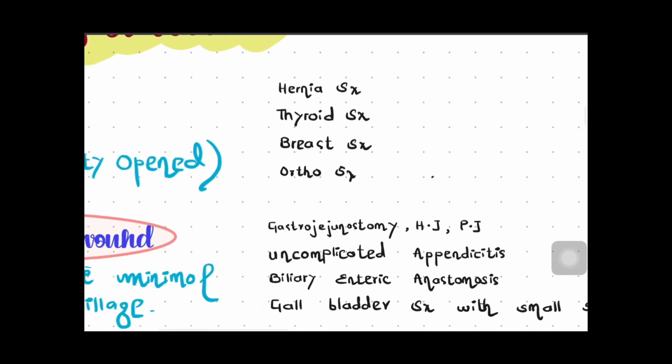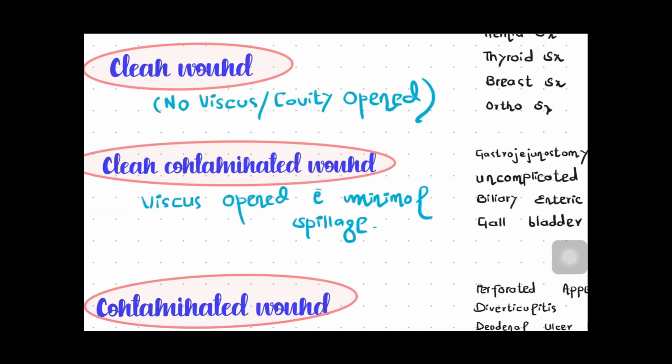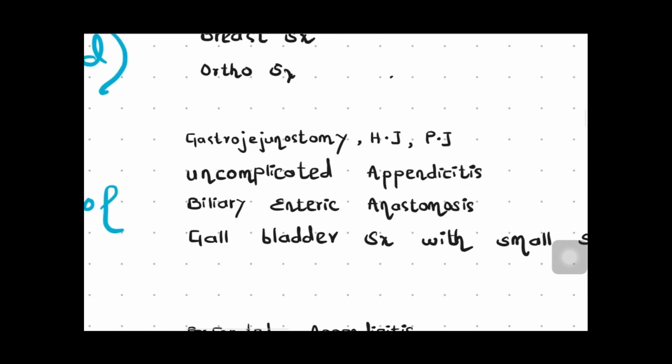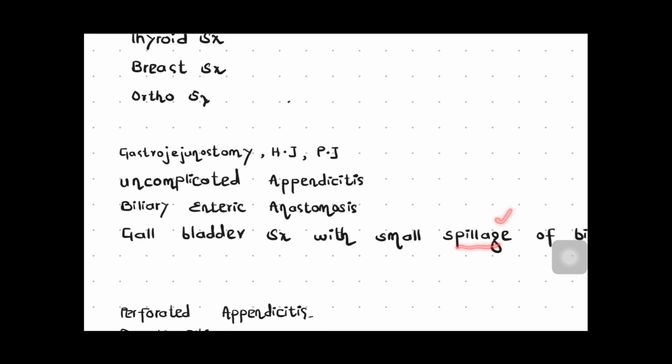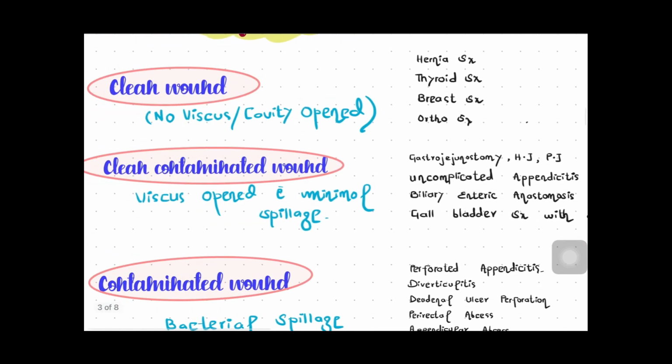Clean contaminated wound is that wound in which a cavity is opened. It is actually a clean wound, but you contaminate it. The surgeon actually contaminates this wound. The examples of clean contaminated wound include gastrojejunostomy, hepatic jejunostomy, pancreatic jejunostomy, uncomplicated appendicitis. This one is important because they usually ask about this one. Uncomplicated appendicitis is an example of clean contaminated wound. The other examples include biliary enteric anastomosis or gallbladder surgery with spillage of bile. In clean contaminated wound, there is minimal spillage.